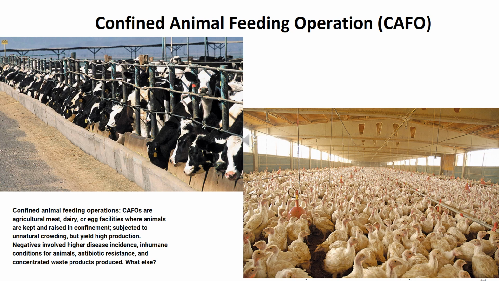The negatives involve higher disease incidence among those organisms. Inhumane conditions, these animals are not genetically adapted and developed to live in these situations, so it's stressful for them. They're given so many antibiotics to reduce infections and disease that spread easily because they're so dense. There's so many in a small area that they develop antibiotic resistance. And all the waste from those areas is very concentrated and is a problem too.